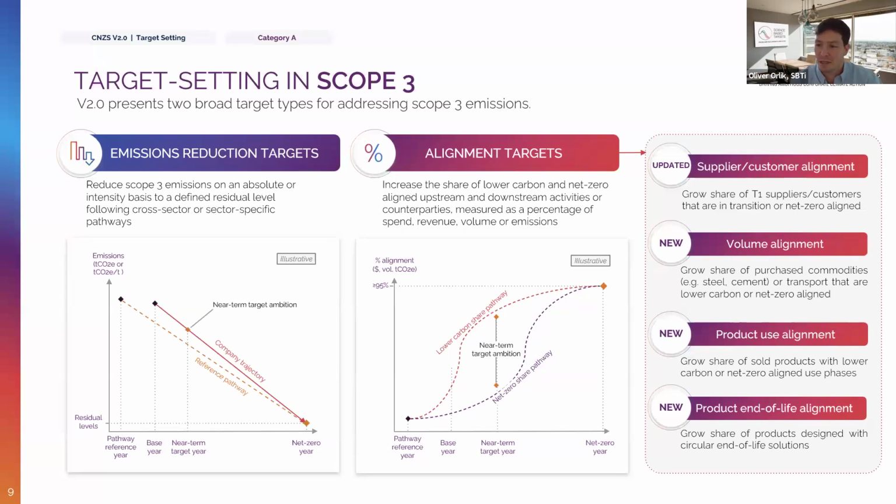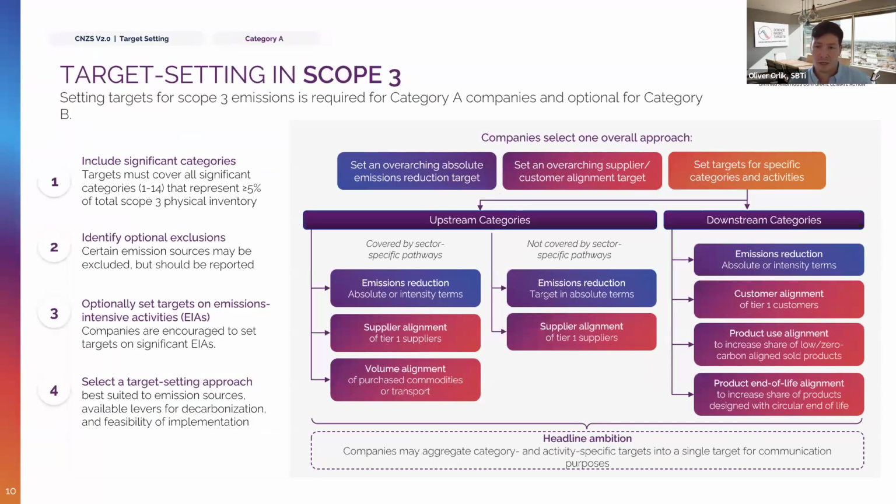And then you can set a product use alignment to grow the share of the sold products with a lower carbon or net zero aligned use phases. So producing more lower carbon or net zero products as a target. And then finally, a product end of life alignment. So you could set a target to grow the share of products that are designed with circular end of life solutions. So potentially 30% of our products will meet circular standards by 2030. So those are the options. And on the next slide, I'm going to talk through how you would set targets in scope 3. And this is where the largest innovation has taken place.